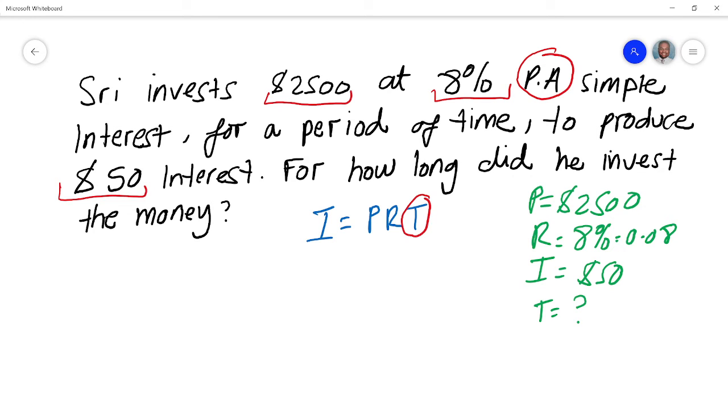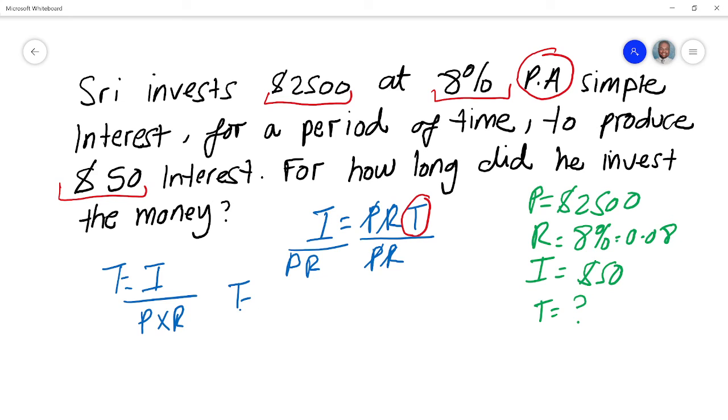All right, so what we can do here is we want to make T the subject of the formula. You divide by P and R, and whatever you do on the right hand side, you have to do on the left hand side, which is dividing it by P times R. Therefore, my T becomes I divided by P times R. All right, so we need to get our interest, which we have 50, divided by my principal, which is 2,500, times your rate, which is 0.08. All right, so let's work this out.